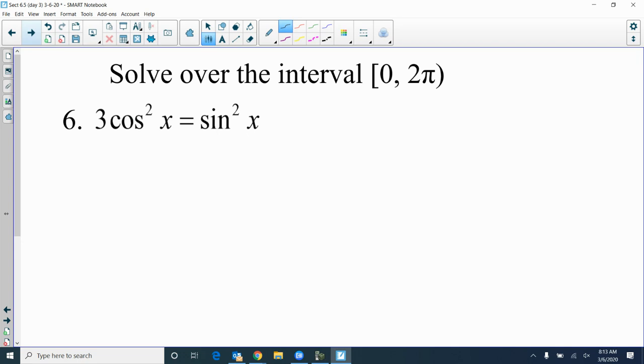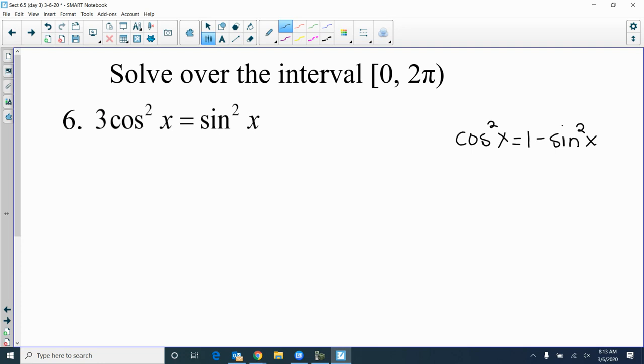3 cosine squared x equals sine squared x. All right, this one isn't too bad. Let's see if we can get through this. 3 cosine squared x equals sine squared x. We're running into the same issue. We have a cosine squared, but we have a sine squared. We're going to have to use a substitution. It doesn't really matter which one because they both can be substituted. I think let's just go with cosine squared x equals 1 minus sine squared x.